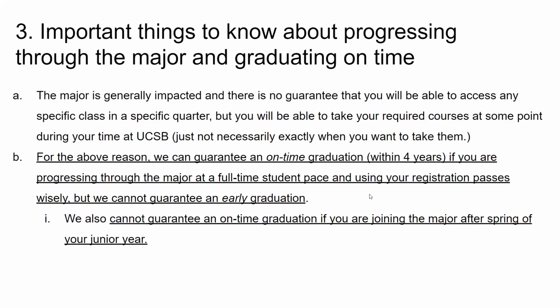We also can't guarantee an on-time graduation if you're joining the major after spring of your junior year. So if you are starting the pre-major or you're working through the pre-major by the spring of your junior year and you're not very far along yet, particularly with that foreign language requirement, you are going to want to save at least part of a 5th year to be able to finish up.